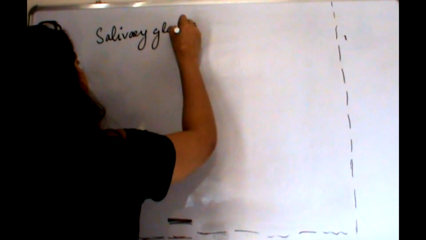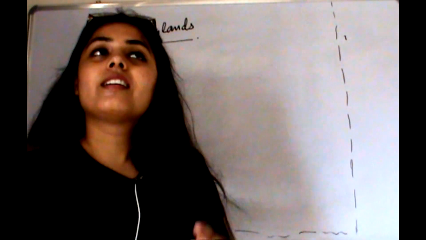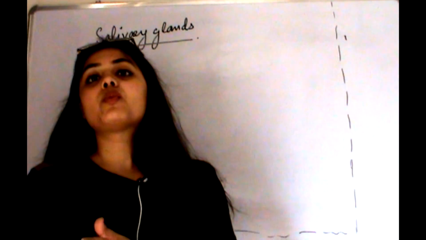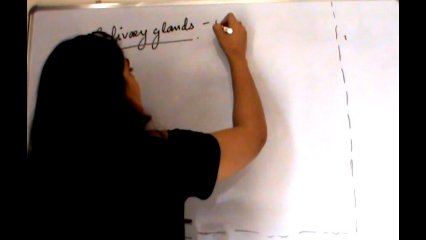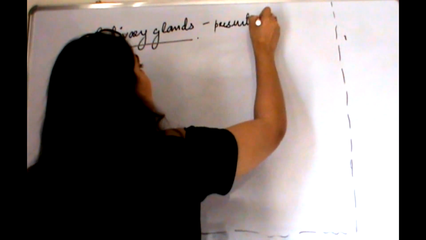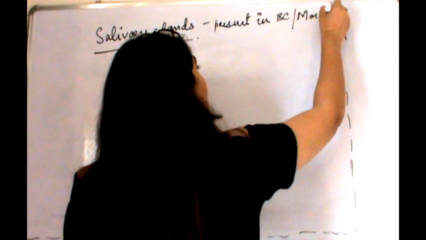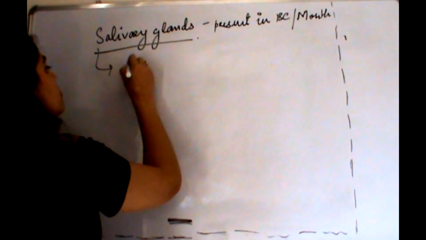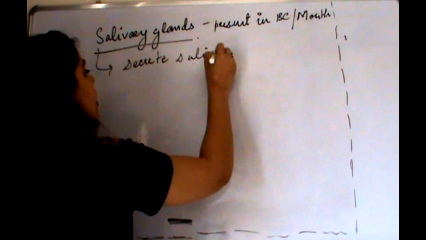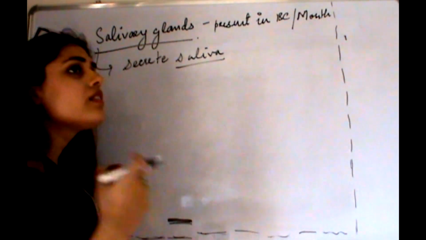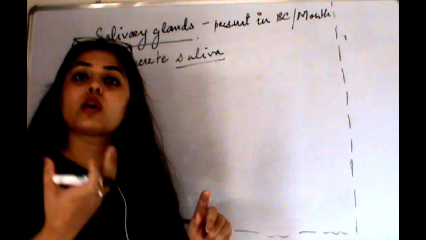So what do you mean by salivary glands? You have been studying this term from time immemorial, I guess. Salivary glands are the glands which are present in your buccal cavity, in your mouth, right? Their main function is to secrete saliva. We've already studied what saliva is. Saliva is a watery substance which is released in our mouth, and it helps in proper digestion.